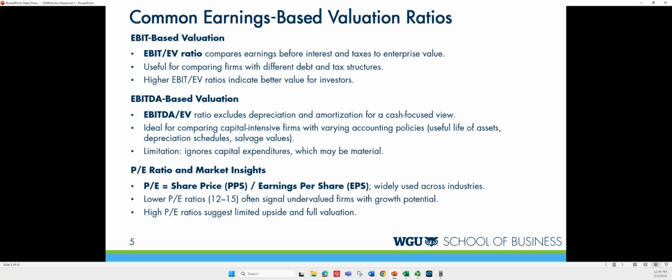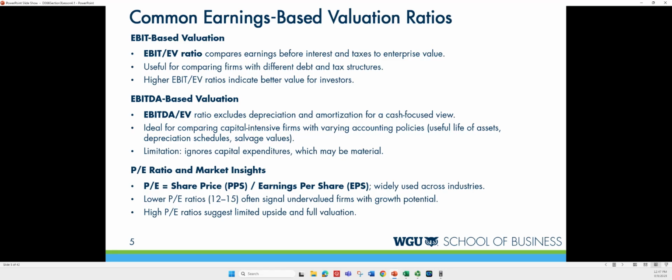So these forms of valuation treat all of the cash that the firm generates. And so it's really a good way of comparing capital intensive firms, because a lot of capital intensive firms are going to have a large amount of fixed assets on their balance sheet and therefore a lot of depreciation and amortization expenses, especially when there's different accounting policies.